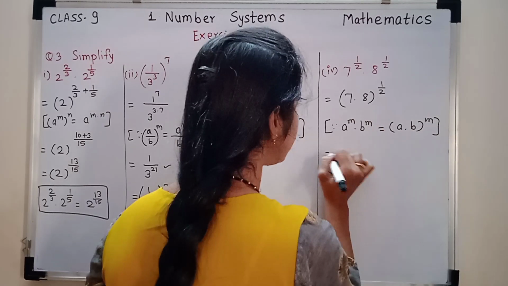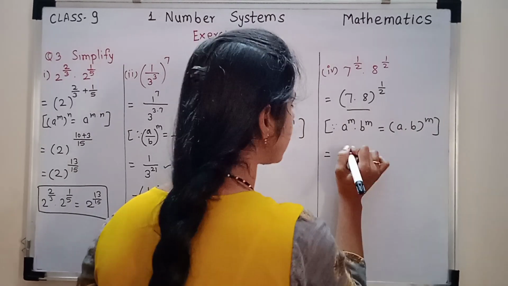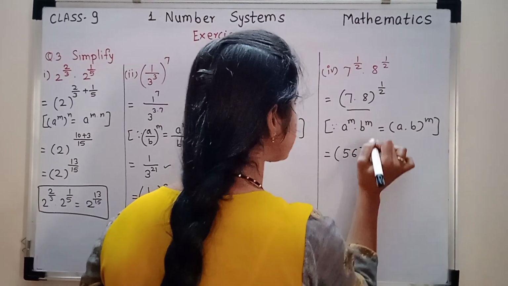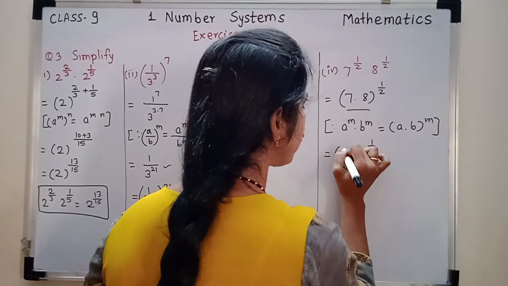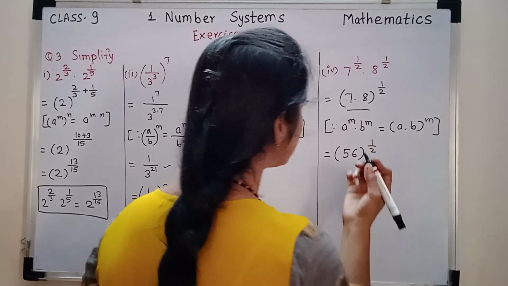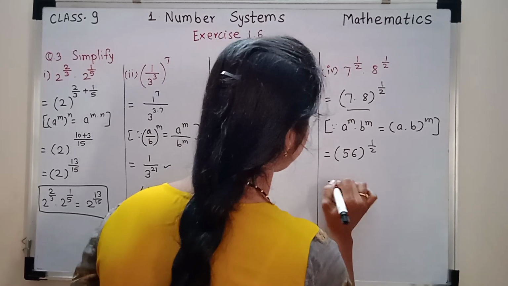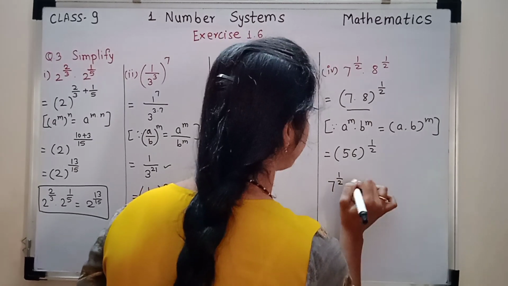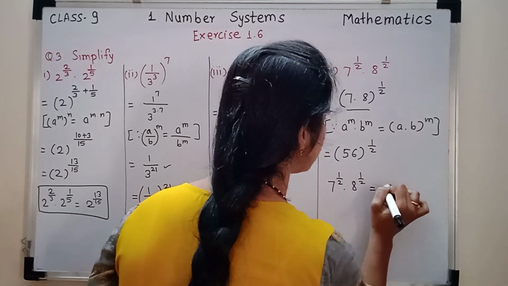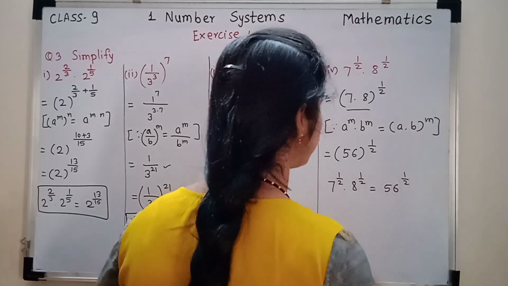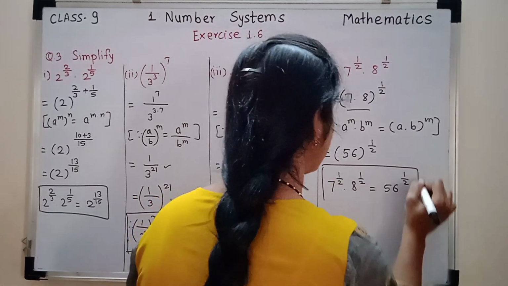So this becomes 7 into 8, all raised to half. There is a bracket, so solve the bracket. 7 eights are 56, raised to half. Now there is no need to simplify this further. This is the final answer. Whenever you get the final answer, always highlight your final answer. So this will be 56 raised to half, and therefore this is your answer.